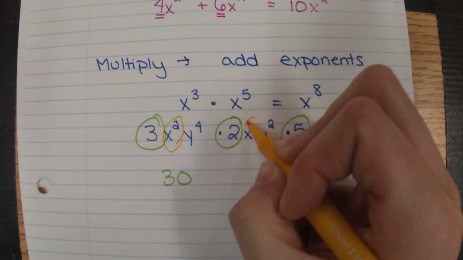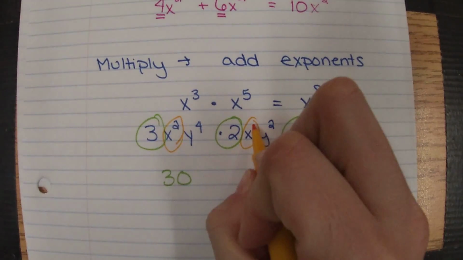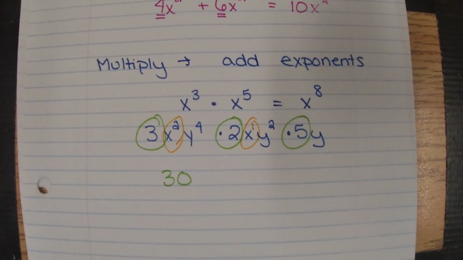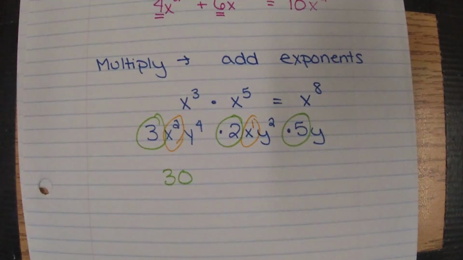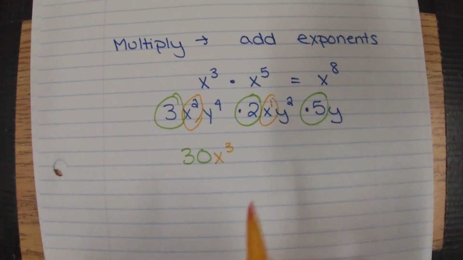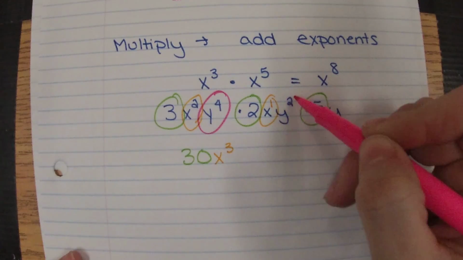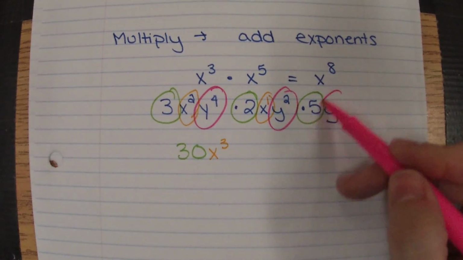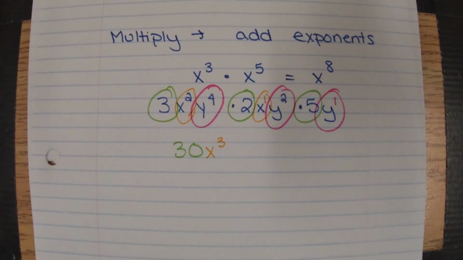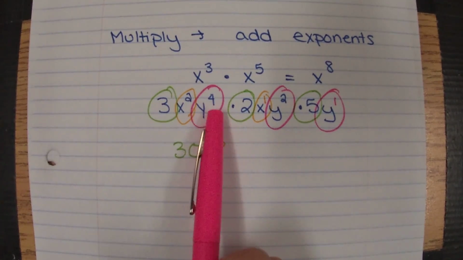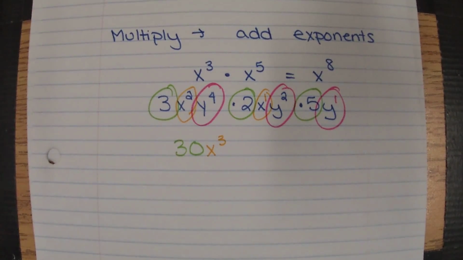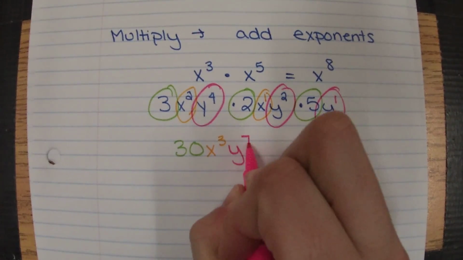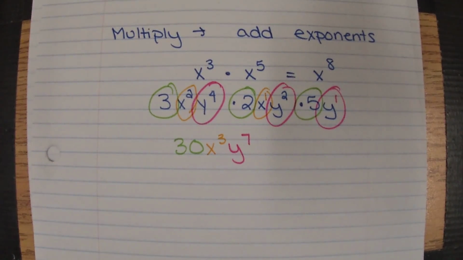So we have x's that are alike. When we don't see an exponent at all, we need to remember that that's a 1. And when we multiply, we add. So 2 plus 1 is going to give us x to the third. And then we have y's. Oh, we have one over here too. This also has a 1 on it because there's nothing. So we can add those. 4 plus 2 is 6. 6 plus 1 is 7. And so we will get an answer of 30, x to the third, y to the seventh.